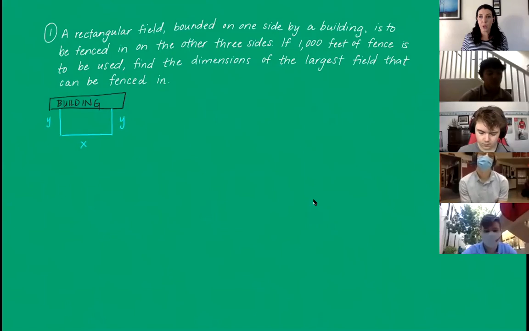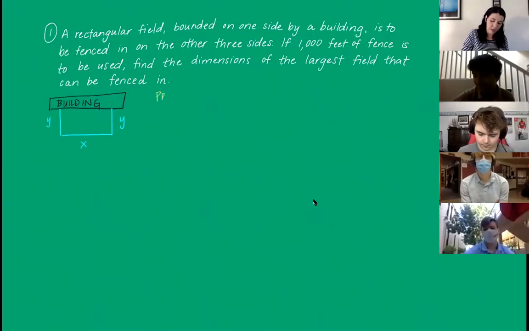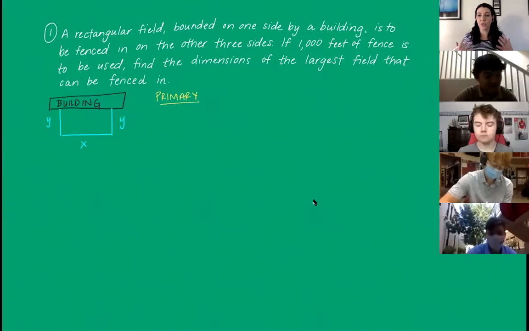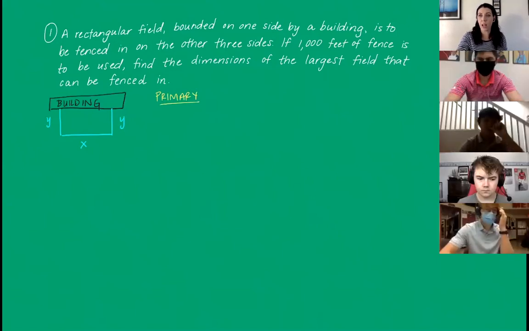Okay, so we're looking for the largest field. The thing we need to determine is what our primary equation is. And I often label it as primary, so I know what the primary thing is. So if I'm looking for the largest field, what am I trying to maximize in this case? The area. I'm trying to maximize the area of that field, right? That's the thing I'm trying to maximize.